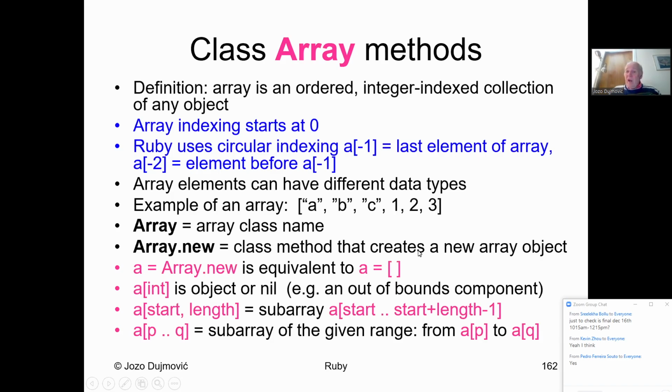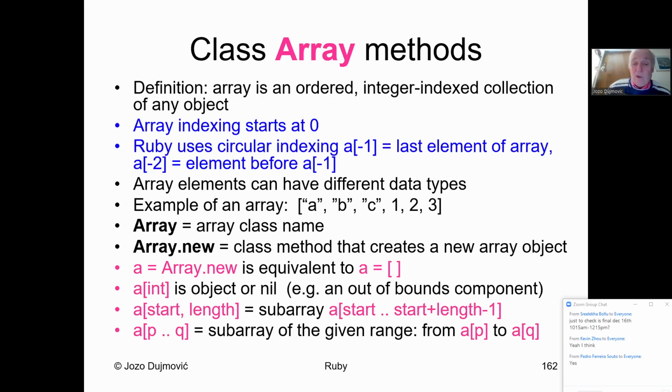Array new has the possibility to create an empty array. So array new is equivalent to A equals empty array. But you can also say create array that has n empty components. So create array that has 5 components and all of them are empty initially. Or you can instantiate them in some way. With A of value index, you can get either the object that is here, or if you are out of bounds, you get nil. So you are not going to create out of bounds errors, but you know that you are out of bounds because you returned nil, and you can check that.